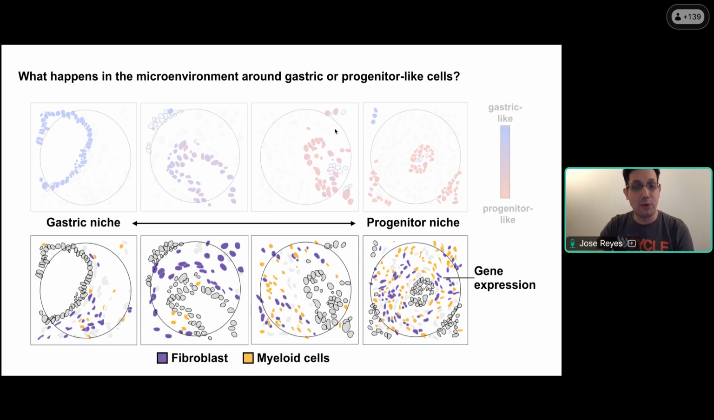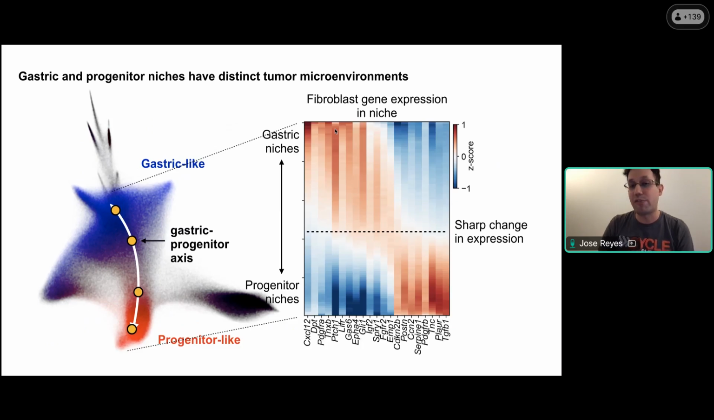Playing the same game that we did for analyzing gene expression trends in the epithelial state, we can now ask, how does expression of fibroblasts, for example, change when in the vicinity of cells that are in the most gastric-like state or progenitor-like state? And I think what you can appreciate from this plot is that fibroblasts are very different depending on the type of premalignant cells that they are surrounding.